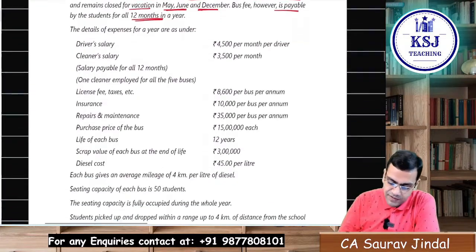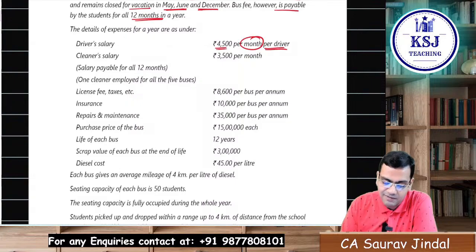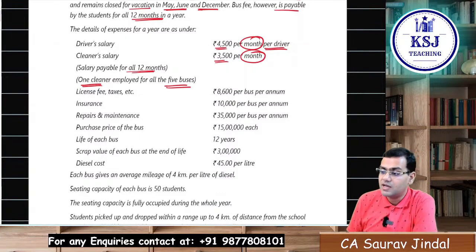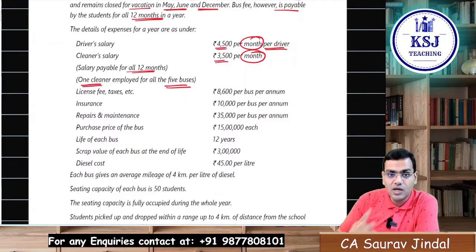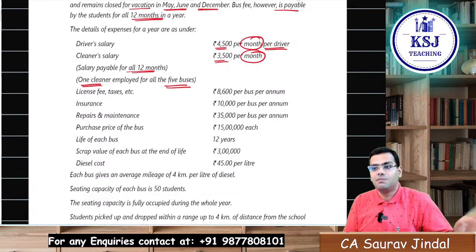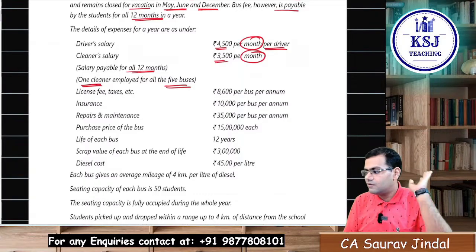The details of expenses for the year are as follows. Driver salary is 4,500 per month per driver. Cleaner salary is 3,500 per month and salary is payable for all the 12 months. One cleaner is employed for all the buses. Now when you talk about the cleaner, there is only one cleaner employed for all the 5 buses. Drivers will be separate for all the buses, but the cleaner is common for all the buses.